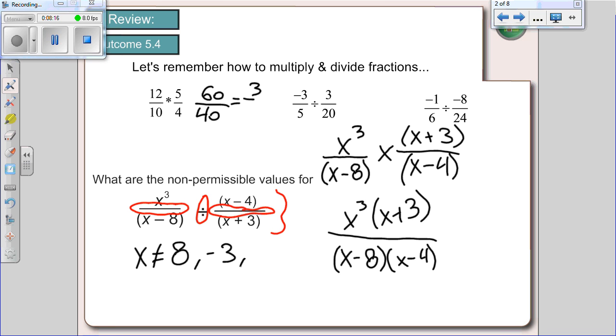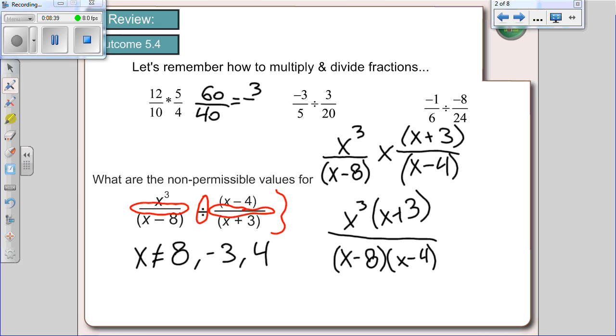Is it just a fluke that the second question is that, or will that always happen? It's not a fluke. It'll happen a lot, because it just so happens that when we keep, change, flip, it goes upside down, right? So that will happen a lot. But the key is to not get caught up in finding your non-permissibles here. Find them here.